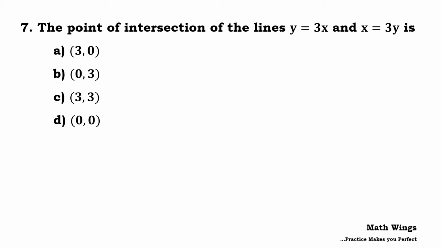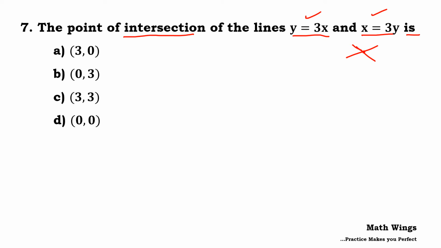Here is the question. The point of intersection of the lines y is equal to 3x and x is equal to 3y is. So, if we have to find the point of intersection, how can we get this one? To get this one, the x and y values should satisfy both of these equations. So what we can do is just go with a trial and error method over here.